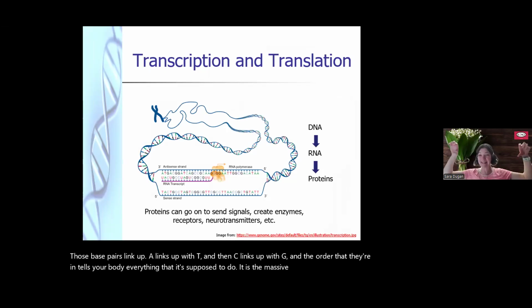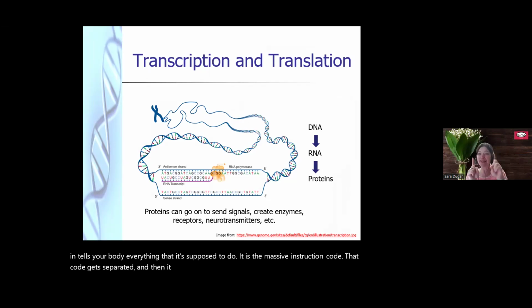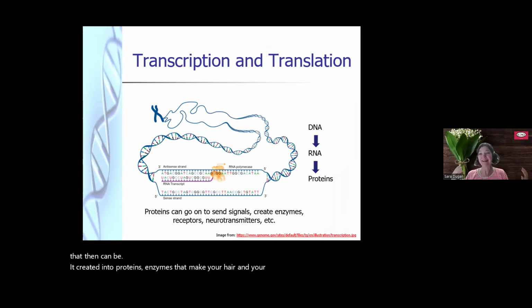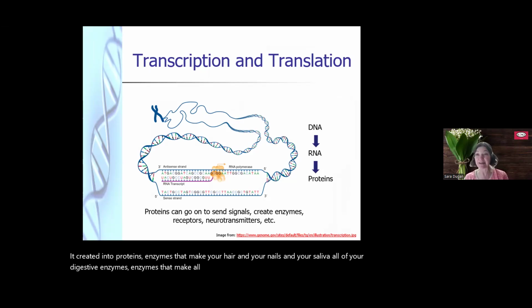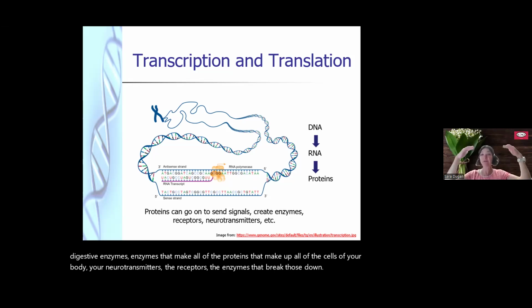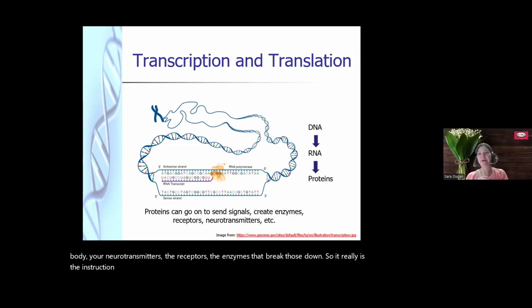That code gets separated and then it gets repeated. So we make it into smaller messenger codes that can then be made into proteins, enzymes that make your hair and your nails and your saliva, all of your digestive enzymes, enzymes that make all of the proteins that make up all of the cells of your body, your neurotransmitters, the receptors, the enzymes that break those down. So it really is the instruction manual for how the entire body works.